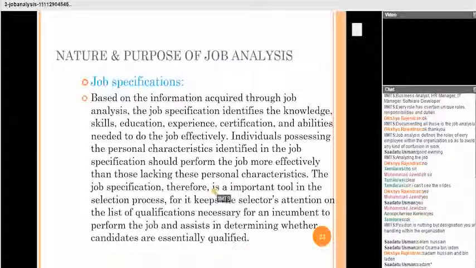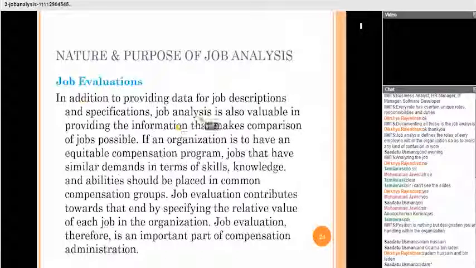So the job specification therefore is an important tool in the selection process, for it keeps the selector's attention on the list of qualifications necessary for an incumbent to perform the job and assists in determining whether candidates are essentially qualified or not for the job. That is the job specification.